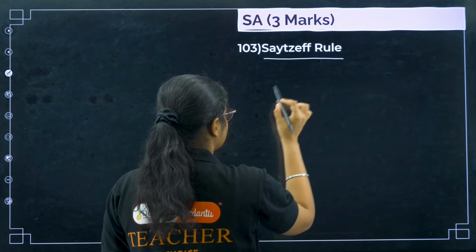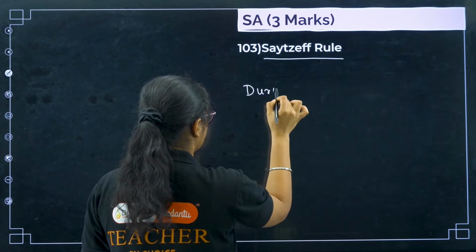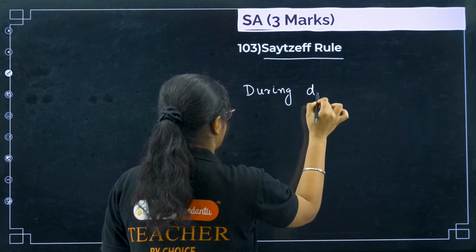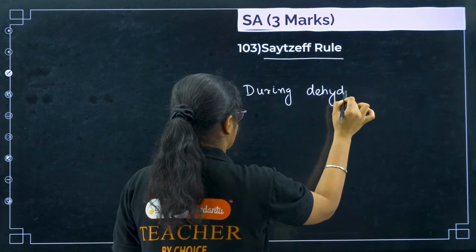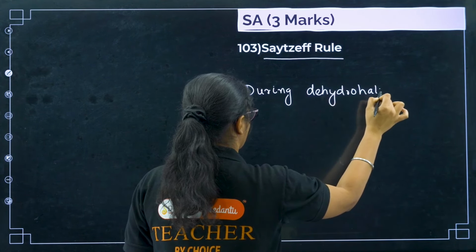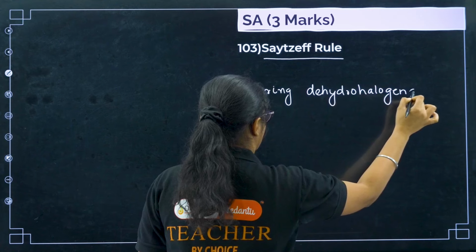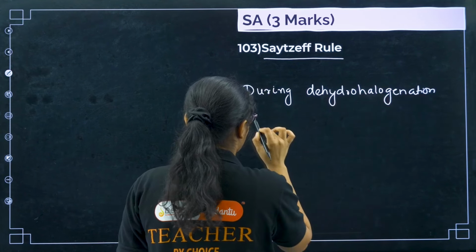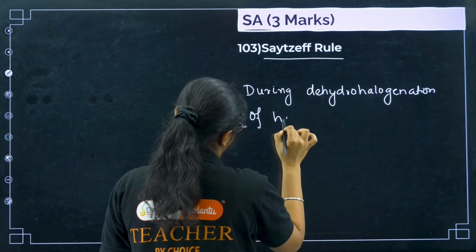So here, what happens during dehydrohalogenation of haloalkanes?